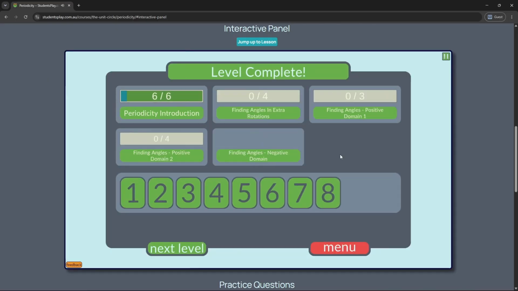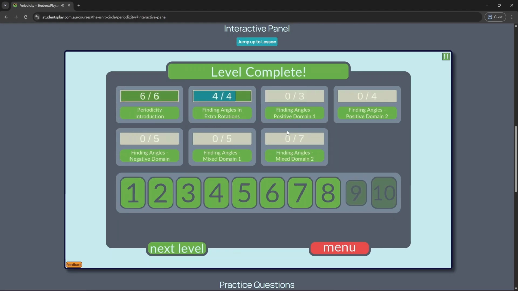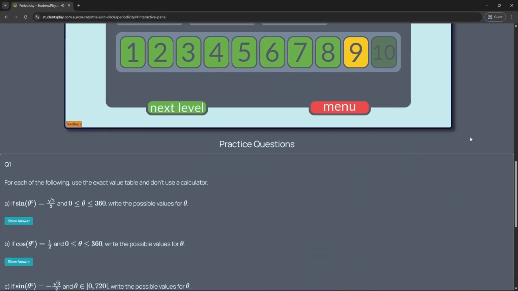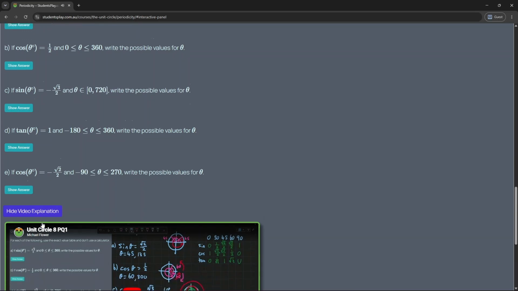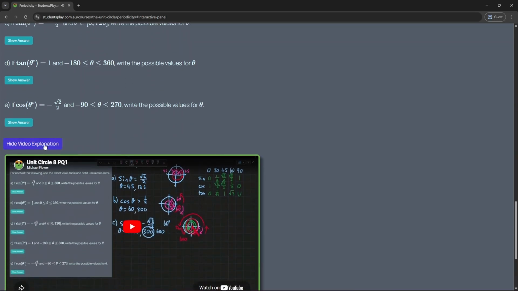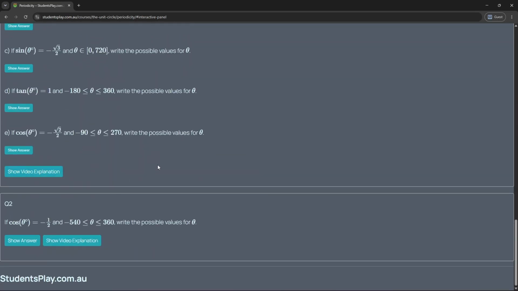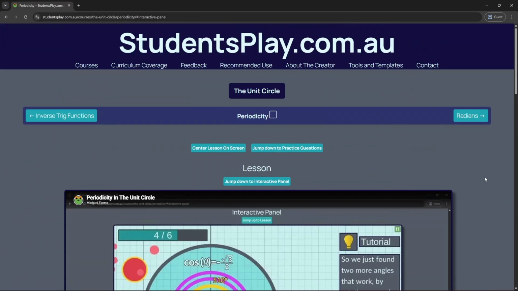Whoa, lots of stuff in this one. We unlocked level 9. So go ahead and try the practice questions here. Don't forget there's a video explanation that can show you how to approach the first few, or you can check your answers. You can see where you might have gone wrong. Then you can retry it yourself, and same for all those. Once you finish them, you can go ahead and tick off this lesson and move on to the next one.